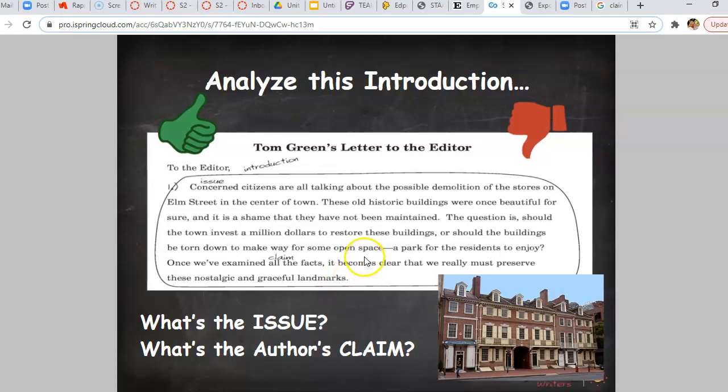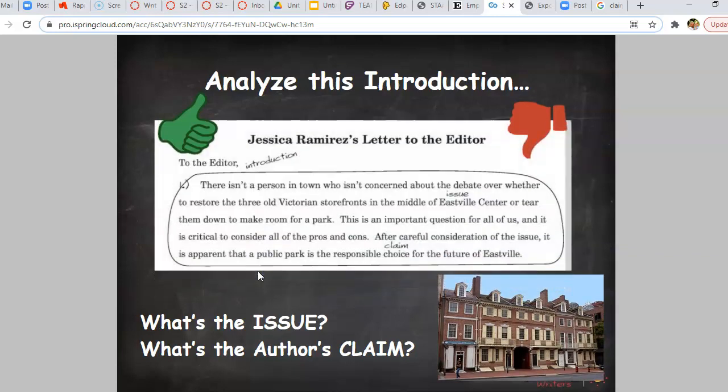So you can see, what is the issue? What's the problem? The demolition of these stores in the center of town. That's the problem. Should we demolish them, tear them down, or should we not? What is the author's claim? You can see it marked right here. Once we've examined all the facts, it becomes clear that we really must preserve these nostalgic and graceful landmarks. So this person is against tearing them down. Preserve means to keep them. This person is against tearing them down.